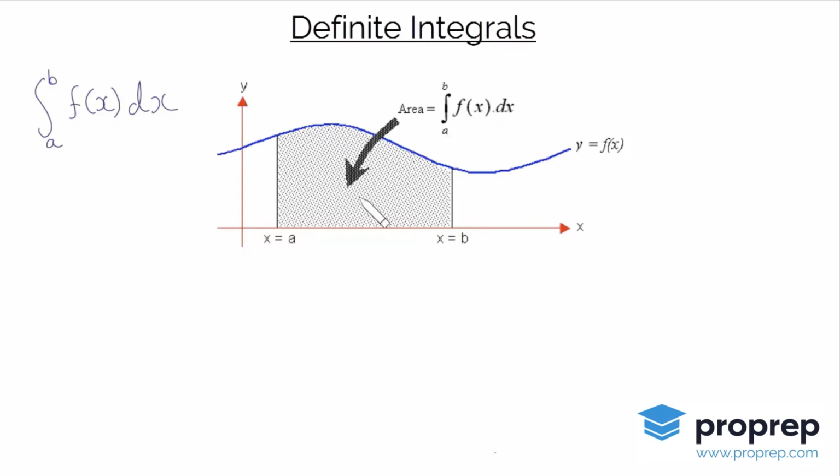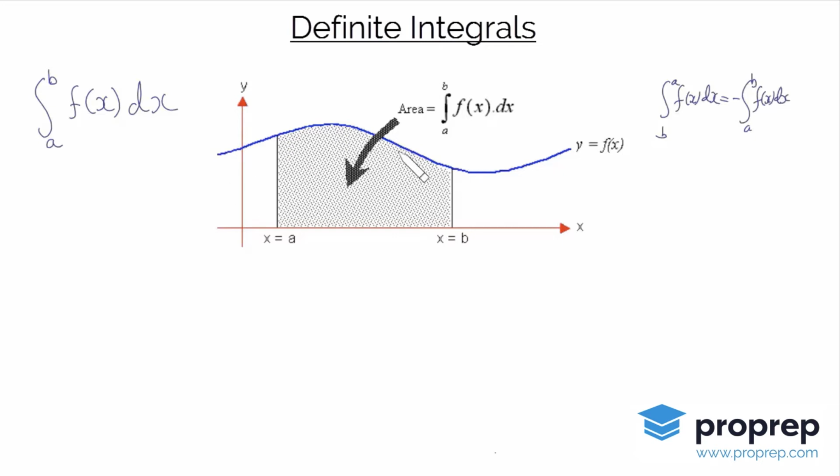If a is bigger than b, if a is on the right and b is on the left, then we just take minus of the answer. So I would say that the integral from b to a of f of x dx is minus the integral from a to b of f of x dx. That's one thing. So we can always assume that b is on the right, and if not, we just reverse and take the negative answer.